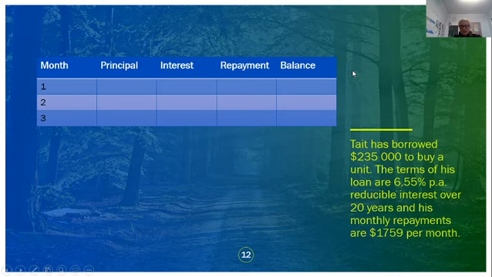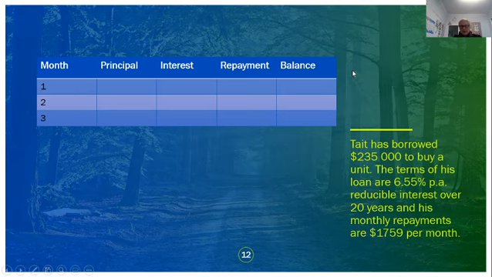So his principal, he starts off with, what did he owe? What did he borrow? $235,000. His interest, so we go 235,000 times 6.55 divided by 100 times 1/12, because it's monthly, okay? And we get the answer of, and then we've got 1,759. We know that he's going to pay off, which means if we look here, his interest that he's going to pay is 1,282.71.